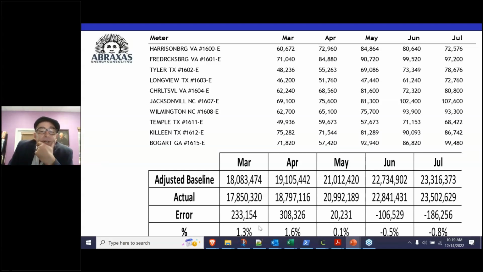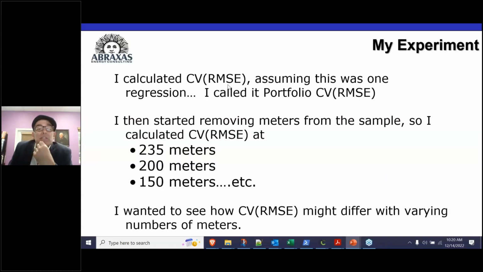And then there's an error and a percent error, okay, because the fit line isn't perfect. That's what I did. And based on that, I calculated the CVRMSE. Okay, and I called it portfolio CVRMSE. I'm sure that people have written papers on this stuff and I haven't read them. And I wouldn't be surprised if they use the same term, but maybe they had a better term.